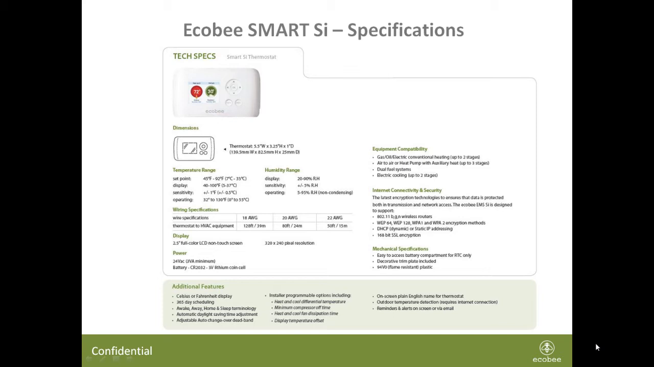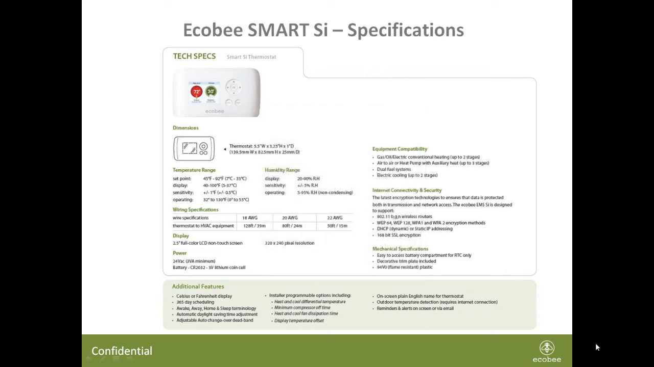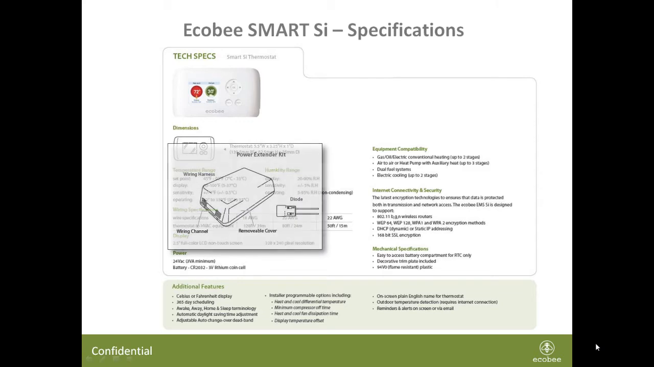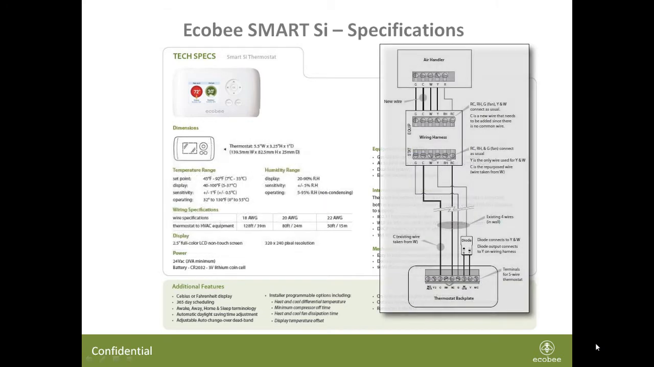Because of the power requirements, the Smart SI will need the common wire from the 24 volt transformer. For a typical 1 heat, 1 cool application, ideally you want 5 wires, but if 5 wires are not available and only 4 wires are, ecobee has an optional power extender kit that will make 4-wire installation possible.